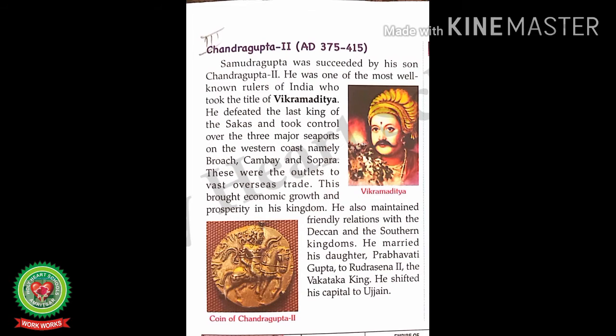He also maintained friendly relations with the Deccan and the southern kingdoms. He married his daughter Prabhavati Gupta to Rudrasena II, the Vakataka king. He shifted his capital to Ujjain.